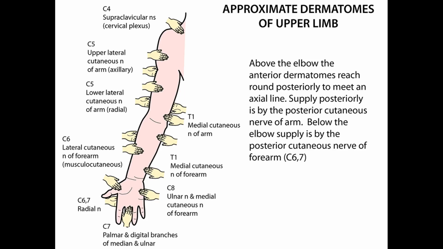And then medially on the base of the hand, and perhaps extending a little above the wrist, is the root C8, which is in the ulnar nerve, and the medial cutaneous nerve of the forearm, which comes from the posterior cord of the brachial plexus. A little bit further up the arm on the medial side is the root T1, represented by the medial cutaneous nerve of the forearm. Then up to the elbow, and including it on the medial side, continues as T1 as the medial cutaneous nerve of arm.